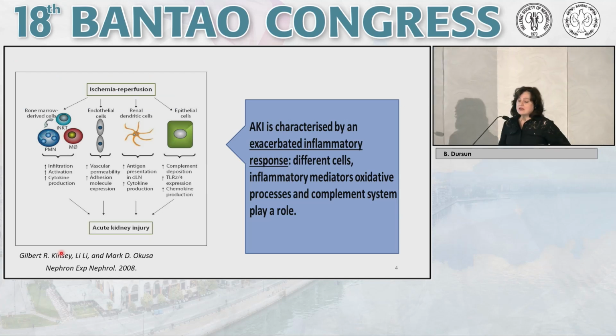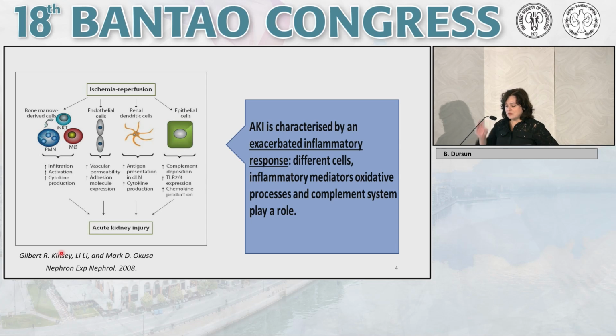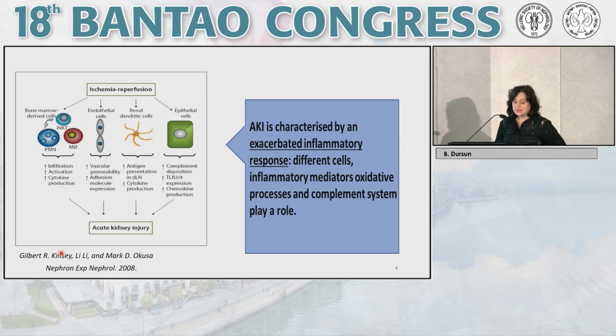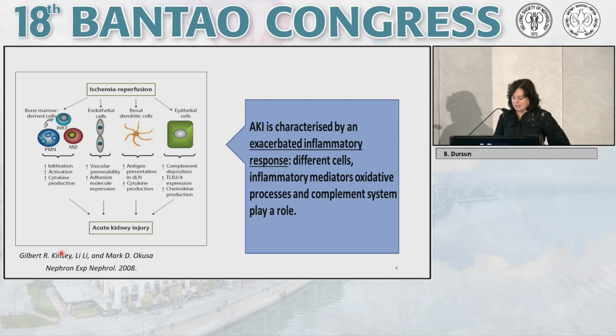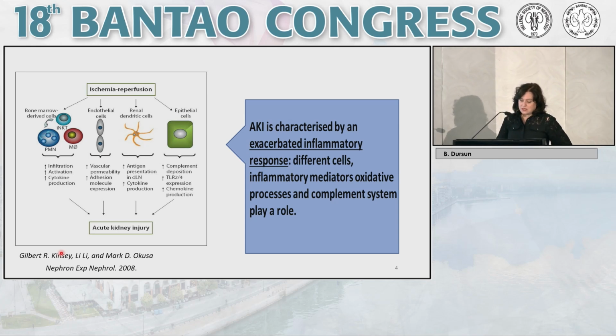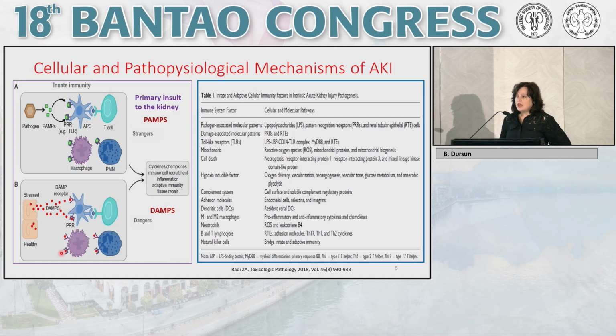It's also characterized by an exacerbated inflammatory response. Different cells are involved, including bone marrow-derived cells, endothelial cells, and epithelial cells, resulting in their activation and chemokine production. The primary insult to the kidney is initiated by pathogen-associated molecular patterns and damage-associated molecular patterns, which are recognized by toll-like receptors expressed on immune cells and renal parenchymal cells, which further exacerbates inflammatory pathways.